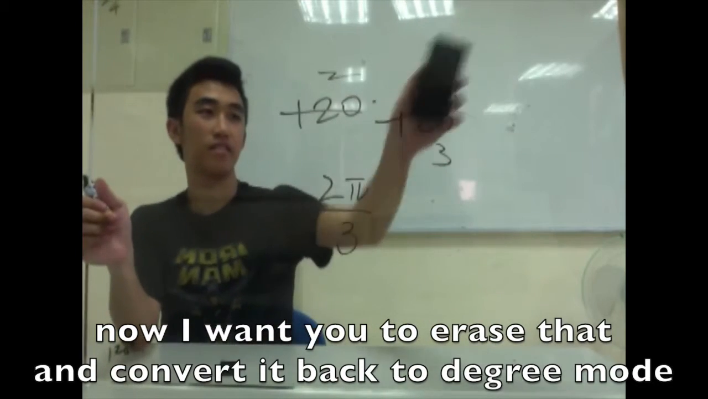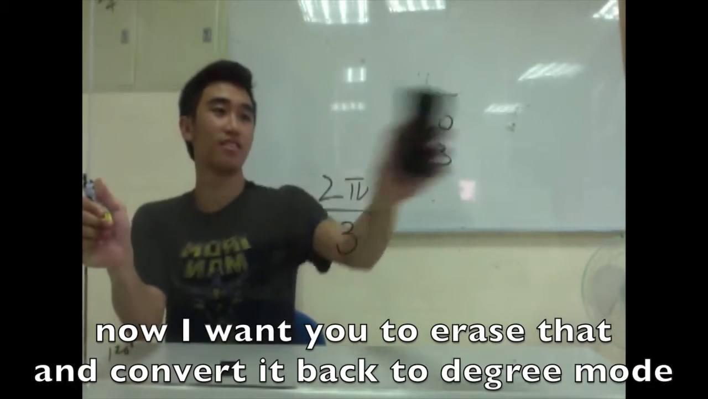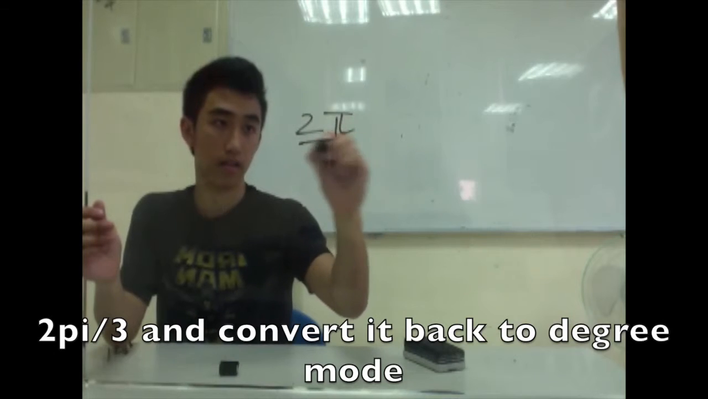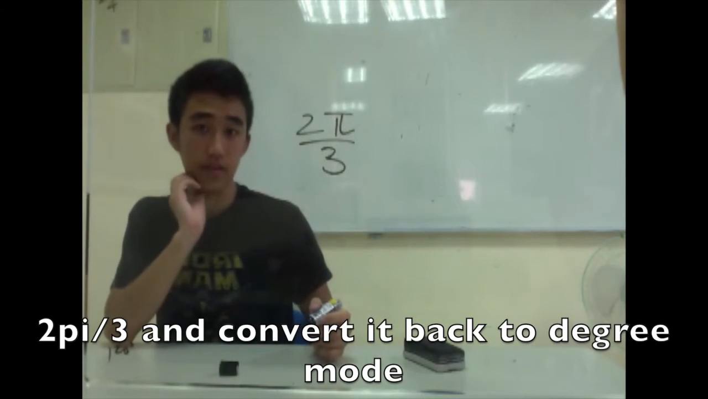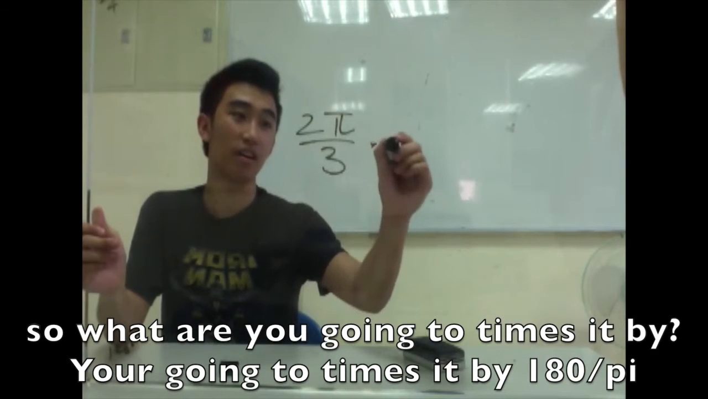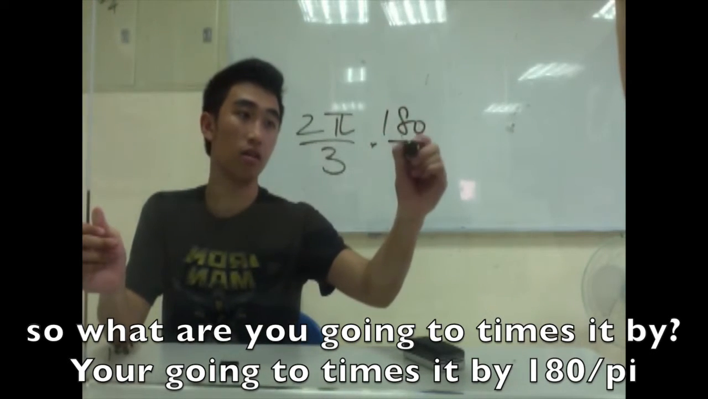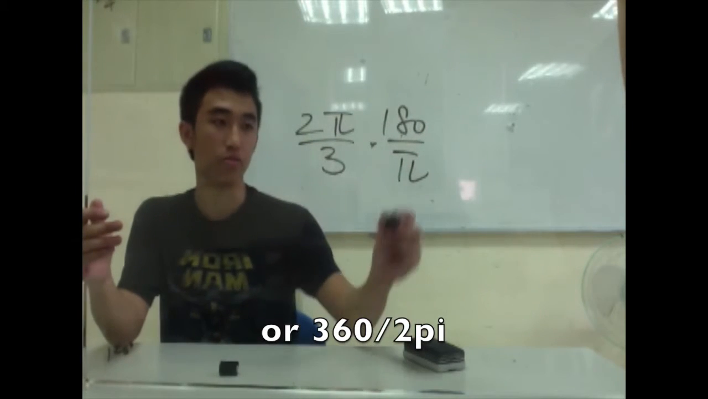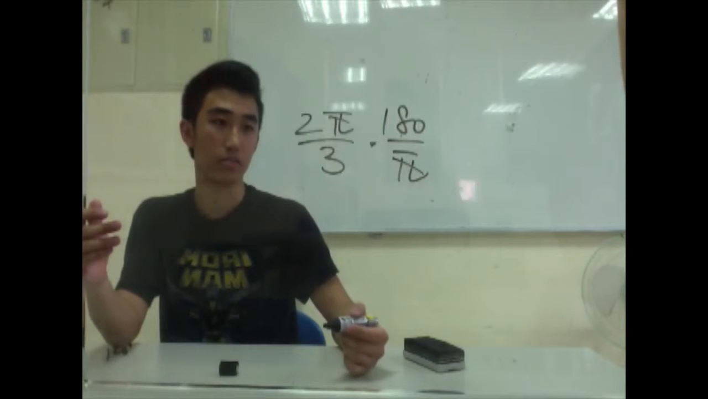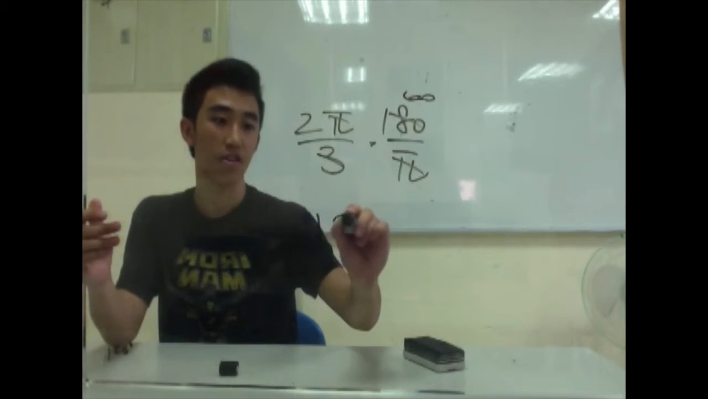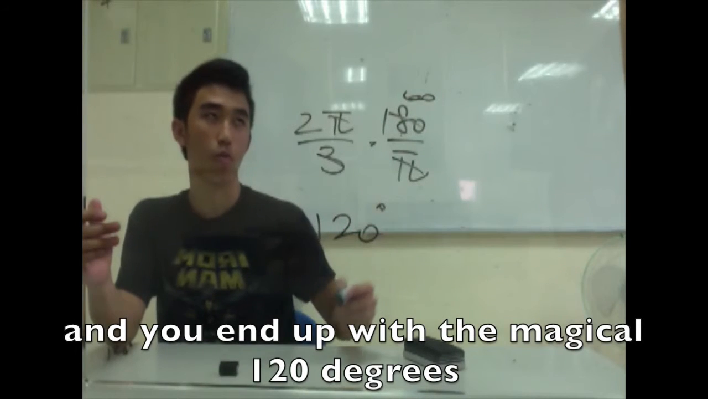Now I want you to erase that and convert it back to degree mode. Take 2 pi over 3 and convert it back to degree mode. What are you going to multiply it by? You're going to multiply it by 180 over pi, or 360 over 2 pi, depending on what you like. Cross out pi's, cross out 3, take 360, and you end up with the magical 120.